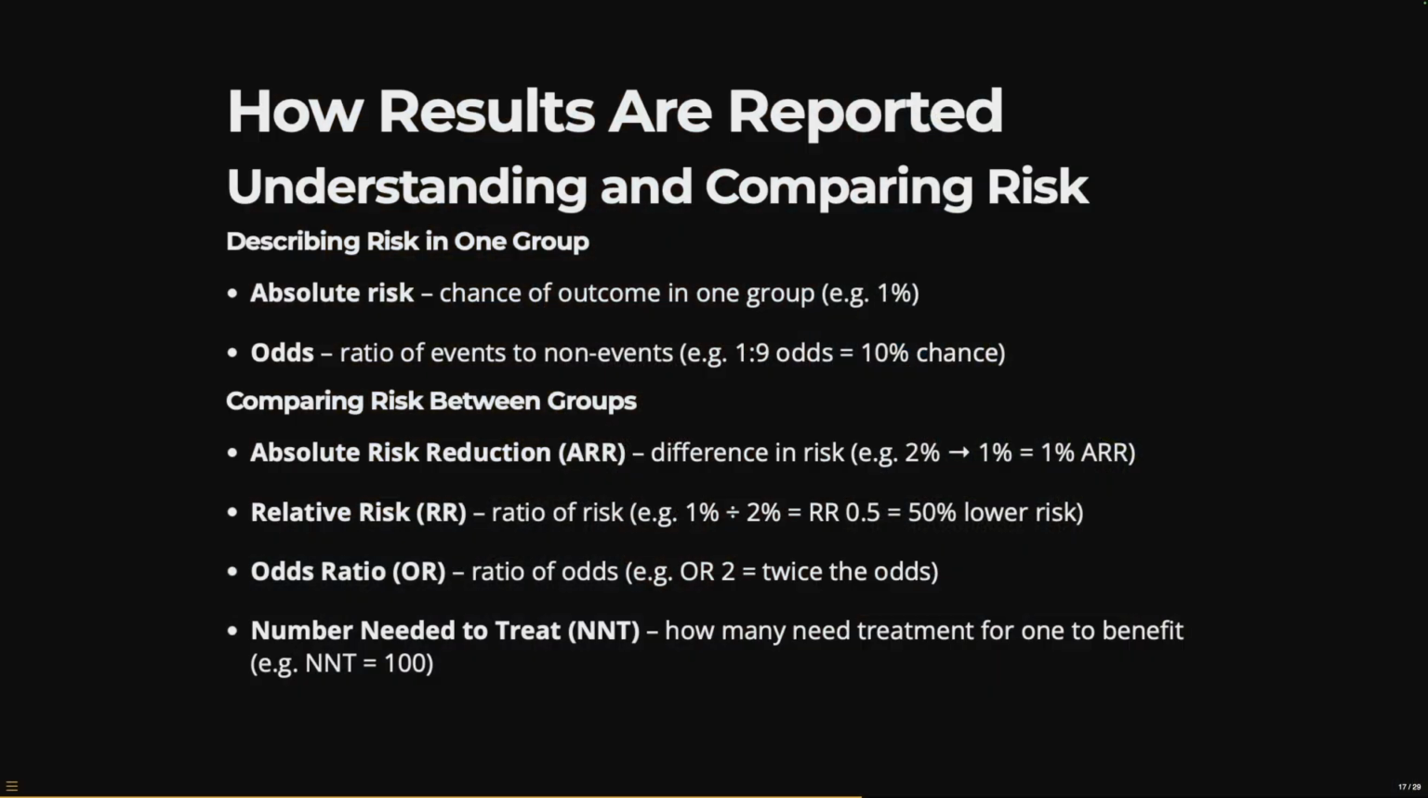Number needed to treat is actually pretty straightforward. It's on average, how many people do we need to, for example, take the pill for it to work, for it to treat the person. So let's say there's a pill that reduces heart attacks. How many people need to take that pill before we see one less heart attack?